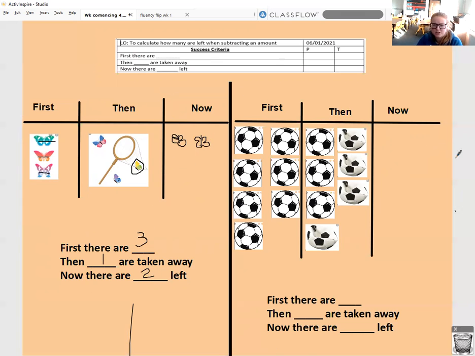I would like you to try this one on your own. So please pause the video and have a go at this. Make sure you write down your answers so I can see them at the end, and press play when you're ready to come back.